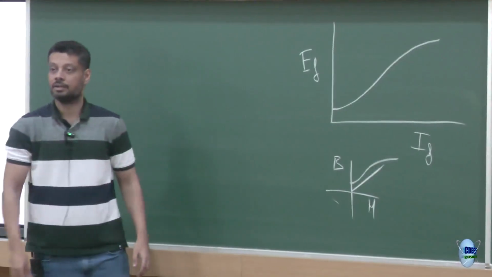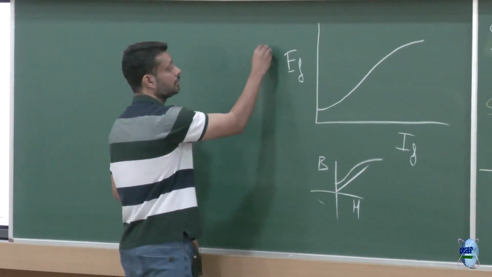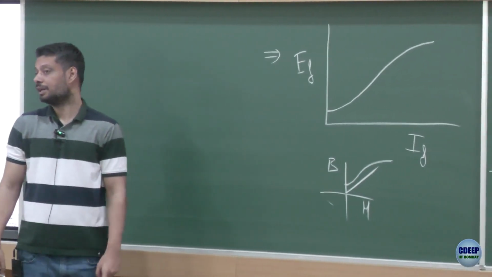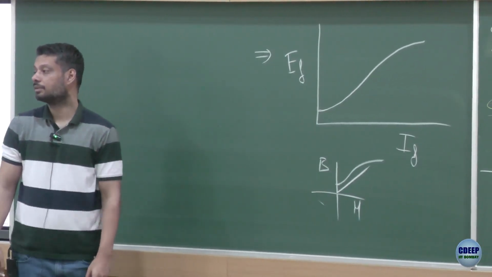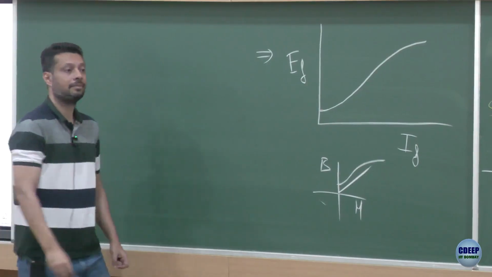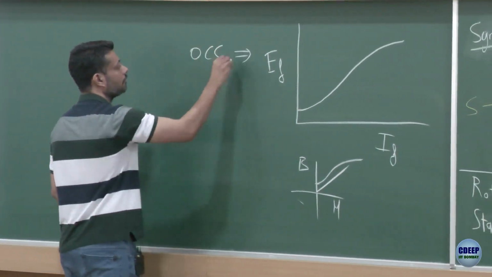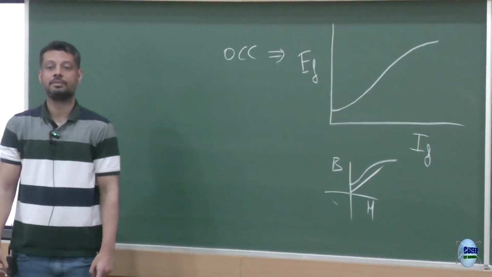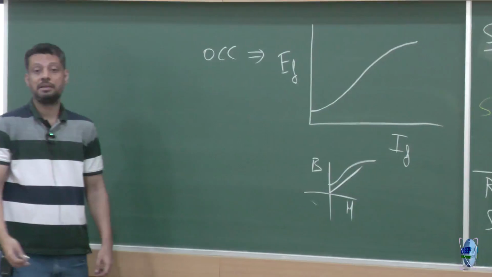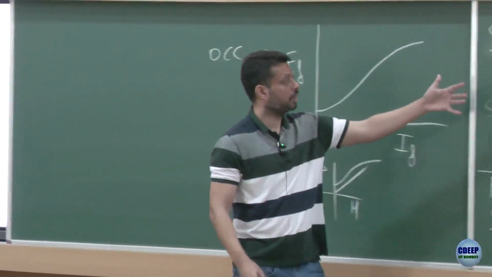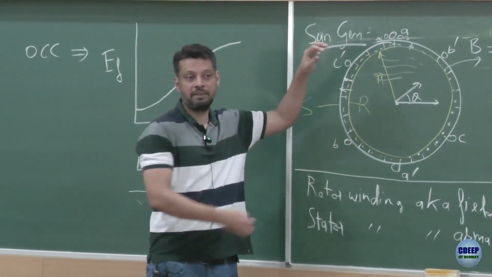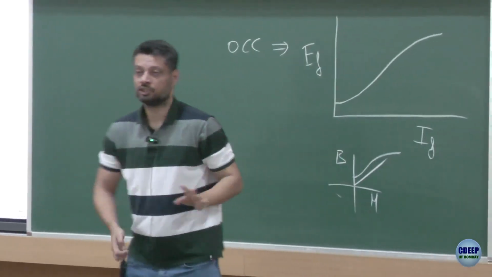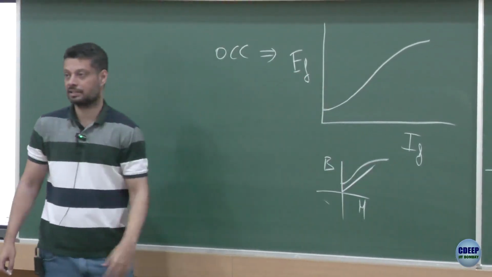Is that okay? What do you want to call it? You used to call it something in the DC motors. What was the name? What was OCC? Open circuit characteristics. Because if you don't put any load, whatever is EF getting induced, the same EF is available at the terminal, at the termination of that coil. So this is called as an open circuit characteristics.